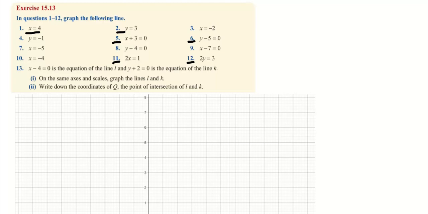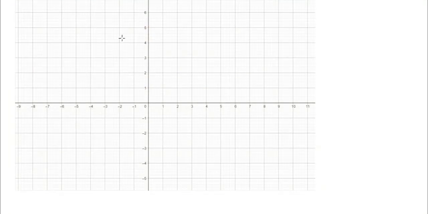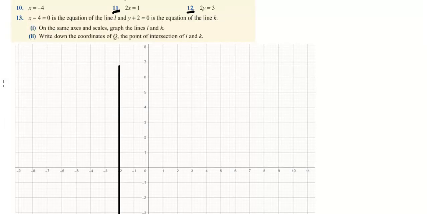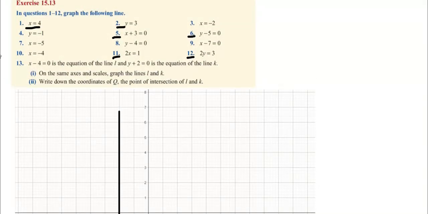Now for question 3, you can draw these on one graph if you want. I won't ask you to waste too much time doing individual graphs. There's the line x equals minus 2. So that's question 3 done as well.